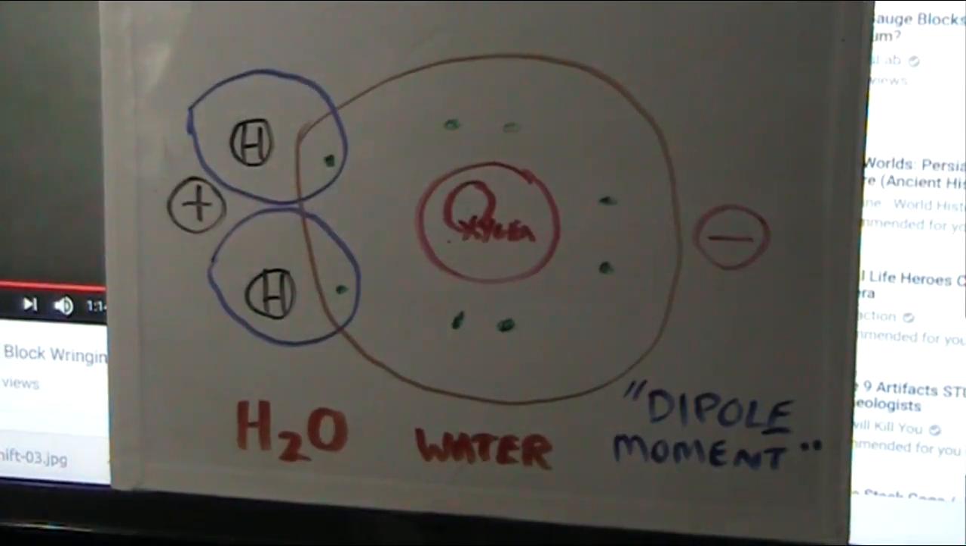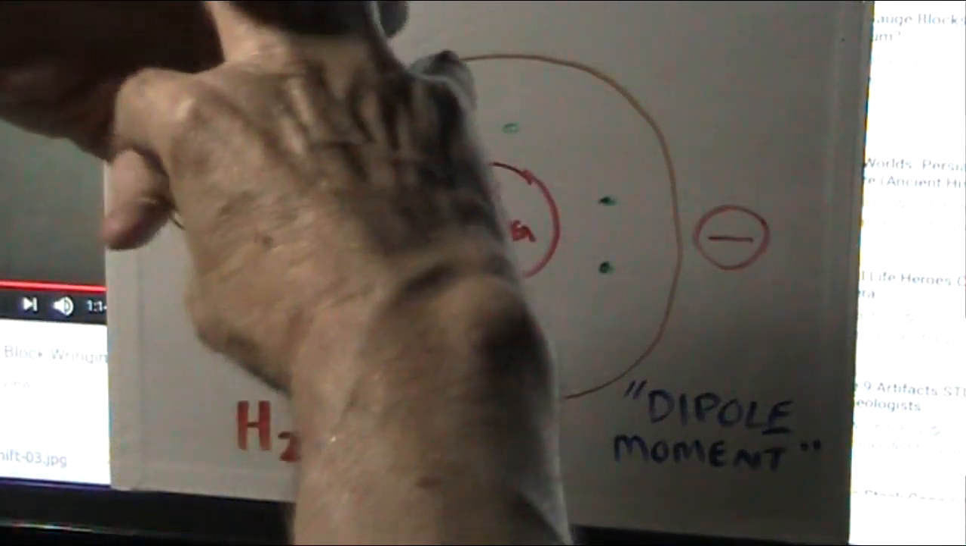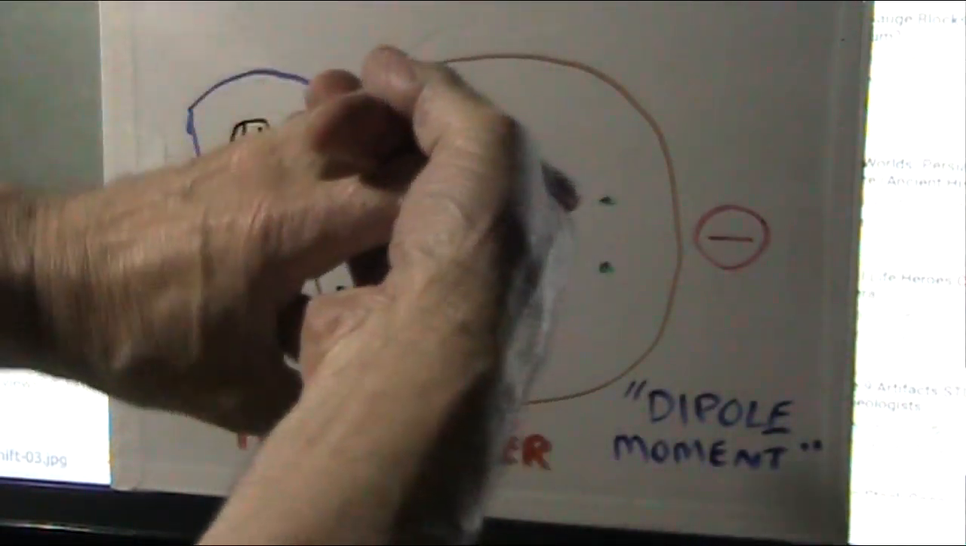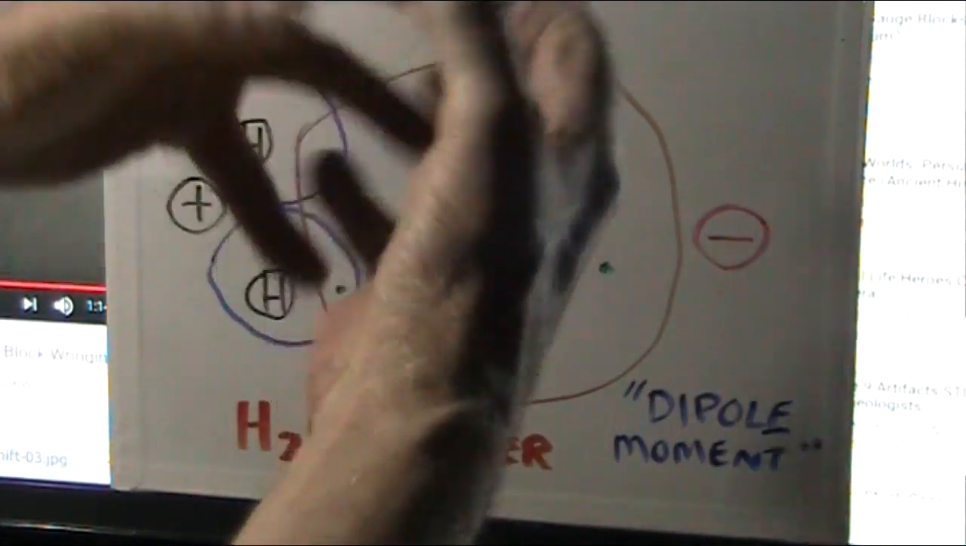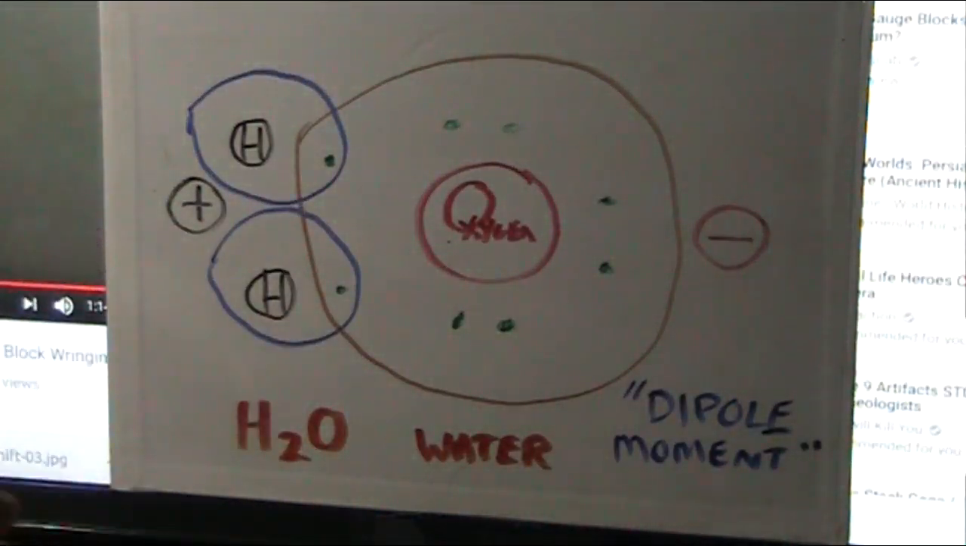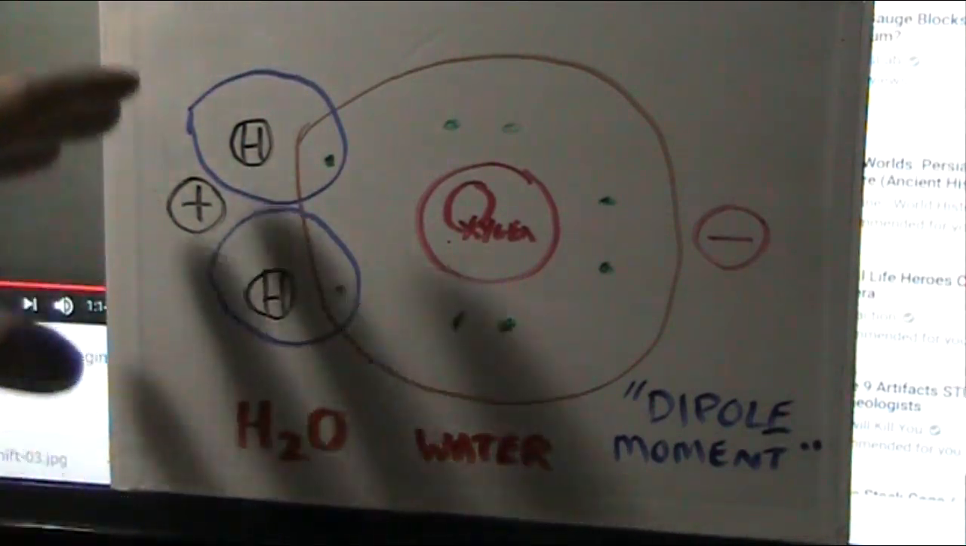Okay, now, we just saw quantum entanglement, which is where molecules interlace with other molecules and they entangle their orbital electrons. Okay, now, that's quantum entanglement.